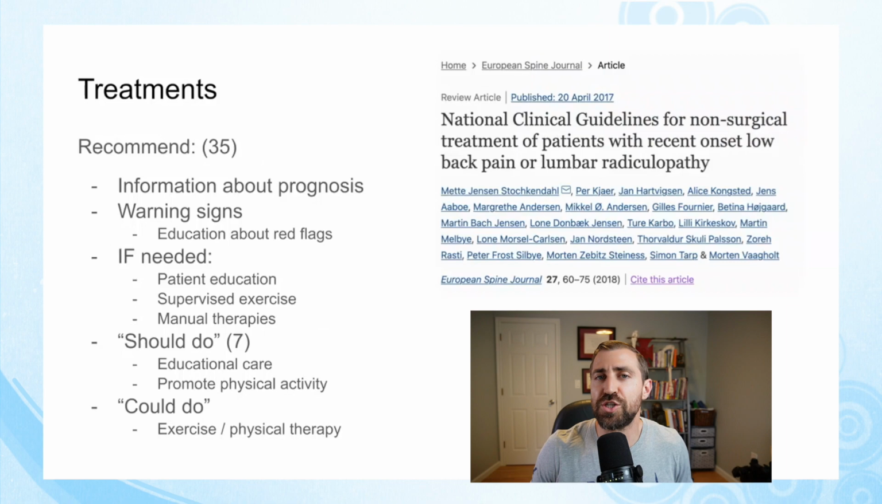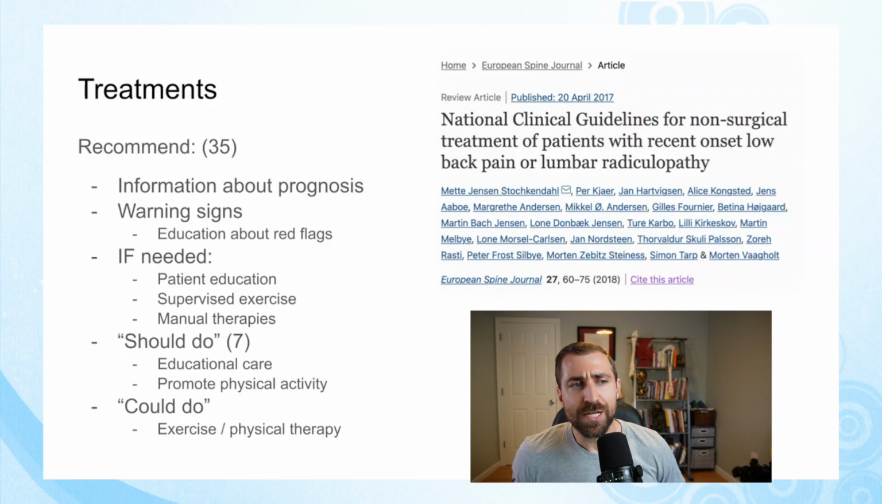So how do we best treat lumbar radicular low back pain with and without radiculopathy? Well, a lot of this information is taken from the National Clinical Guidelines for non-surgical treatment of patients with recent onset low back pain or lumbar radiculopathy.